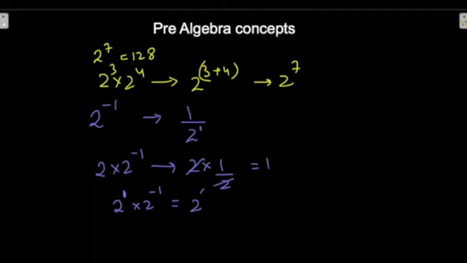It is 2 raised to power 1 minus 1. This will become 2 raised to power 0, and anything raised to power 0 is 1. So whenever you find the sign of the exponent as negative, what you will do is take the reciprocal of it.